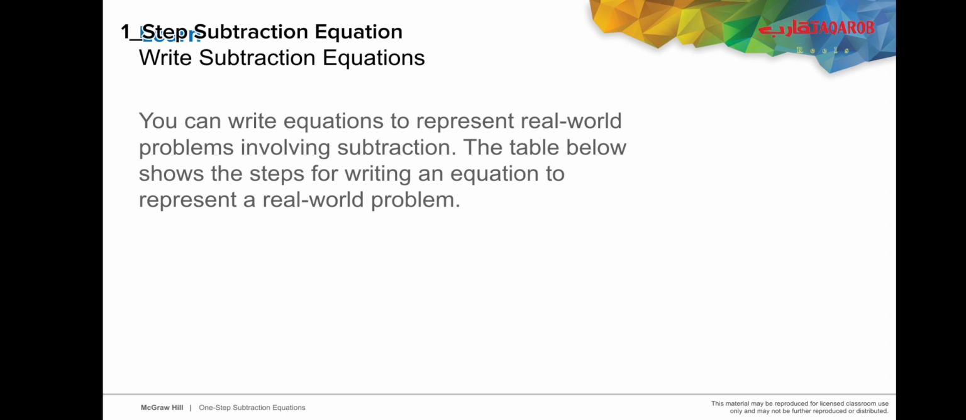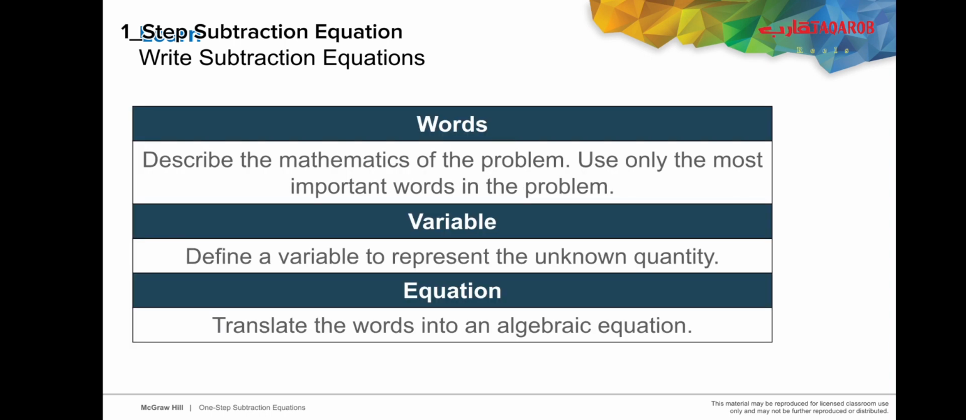And as you can see here from the table, to write subtraction equations, there are words. There should be a variable. I have to define it. And at the end, I should write the equation. Now, words describe the mathematics of the problem, and we use only the most important words in the problem. We use what we call keywords that help you to decide that this problem is a subtraction problem.